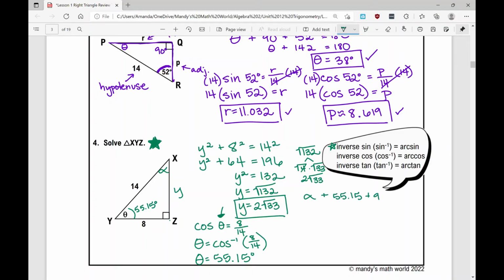alpha plus 55.15 plus 90 equals 180. And then I'm going to add 55.15 plus 90, and I get 145.15 equals 180. And when I subtract 145.15, I get alpha equals 34.85 degrees. And that is that other angle measure. So I've got both of the missing angles, and the length of the missing side of this triangle.